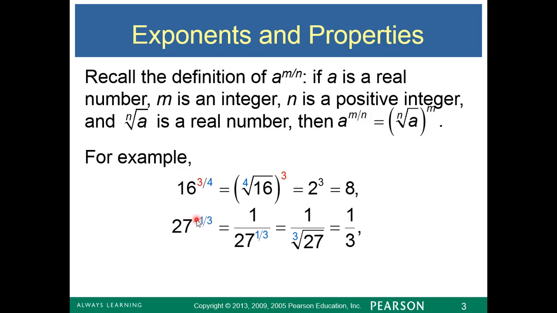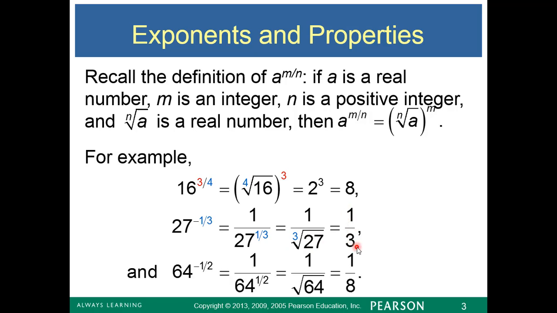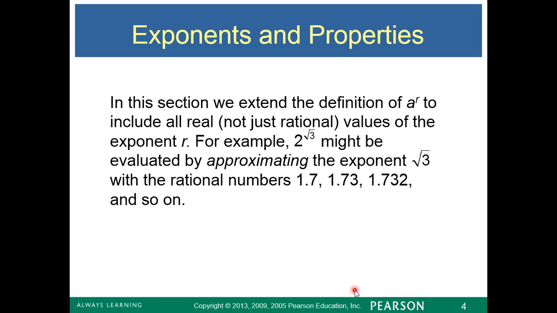Also, if we have a negative exponent, then we can use the rule that gives us the reciprocal, right? So it's 1 over 27 to the 1/3 power, and then we can apply that definition as the third root of 27, which is 3, so we get 1/3. And then finally we get 64 to the negative 1/2, which is 1 over the square root of 64, which gives us 1/8. And so we can use this to solve certain things.